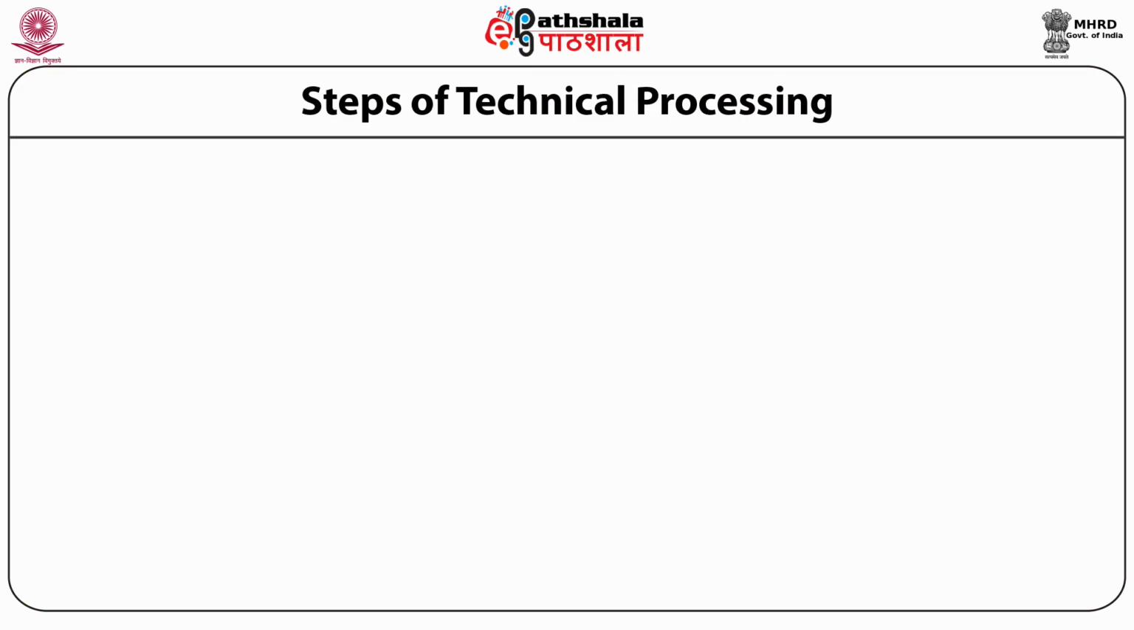These are the vocabulary control devices like classification schemes, thesauri, cataloging codes, subject heading lists, etc. These tools help in the preparation of modern information services and products. Steps of technical processing: in this module, we have discussed in detail classification and cataloging. These are the two main steps of technical processing.